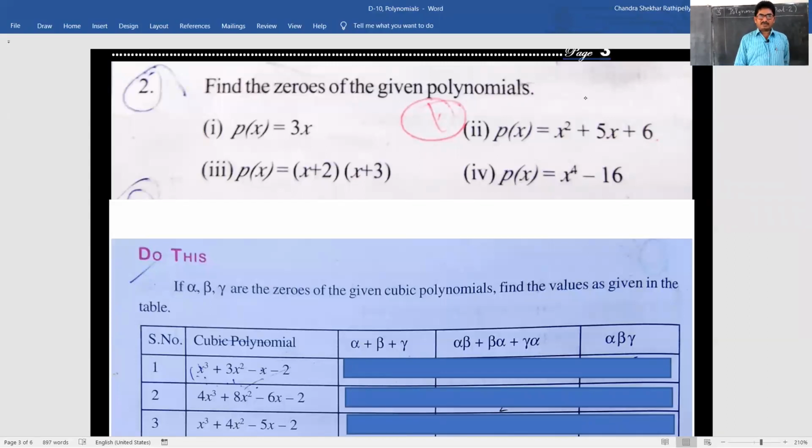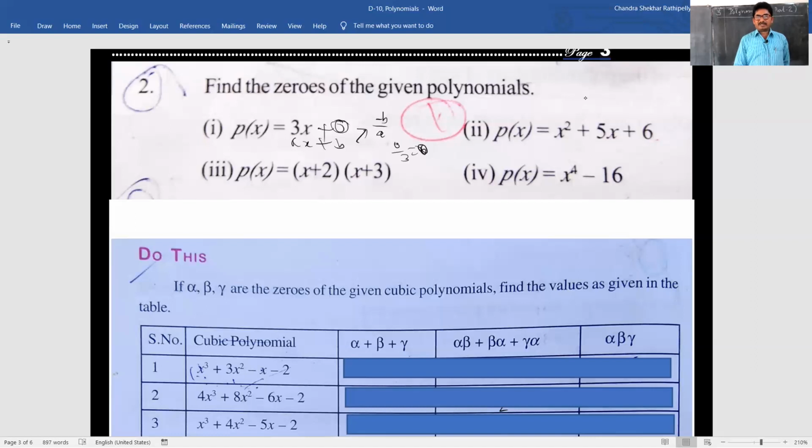What is the zero of this polynomial, children? By observing, we can identify. What is the zero of this polynomial? Zero, sir. Minus b by a. Zero by 3, zero. Yes, zero. Okay, now, this is in the form ax plus b. Formula minus b by a.